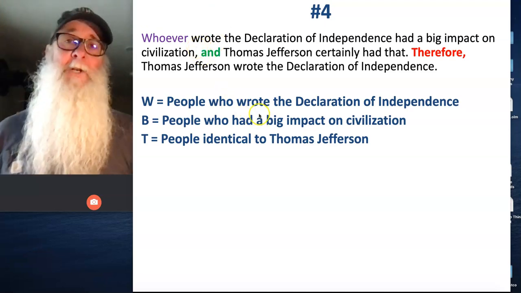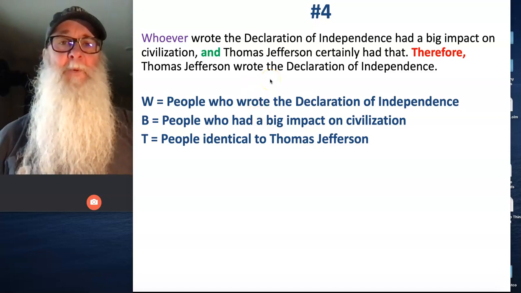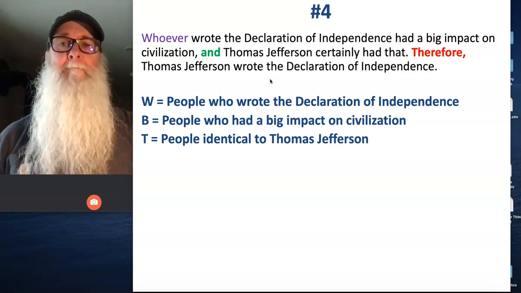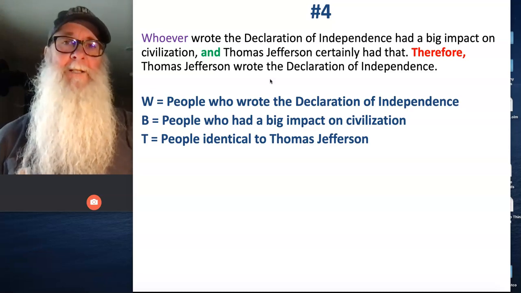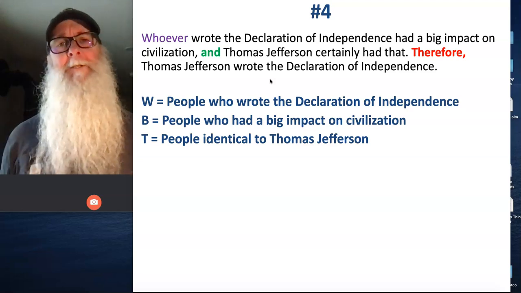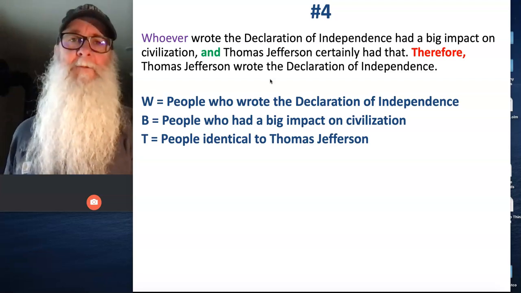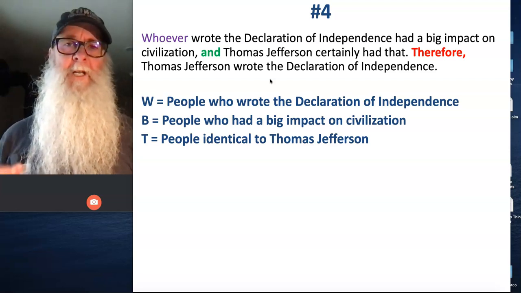Now, I chose as the terms for my argument as follows. W represents people who wrote the Declaration of Independence. B represents people who had a big impact on civilization. T represents people identical to Thomas Jefferson. If you use different letters to represent your terms, you want to make a cross-reference for yourself so that you can compare your argument to mine.